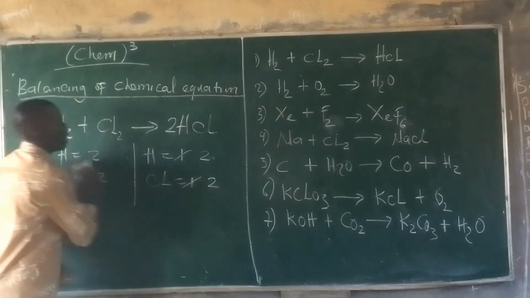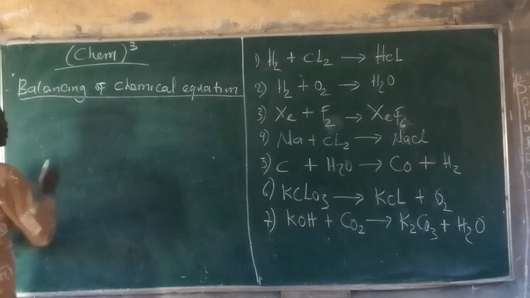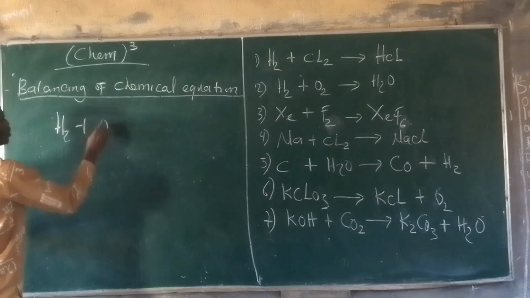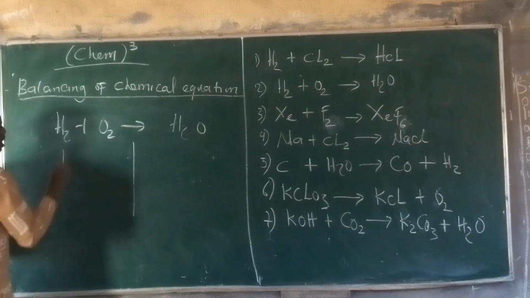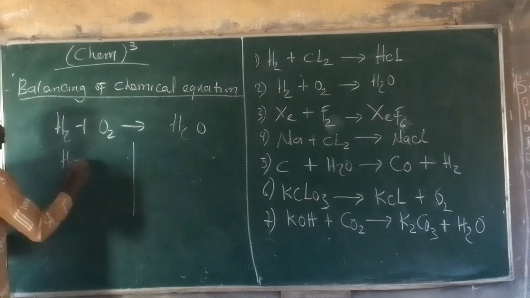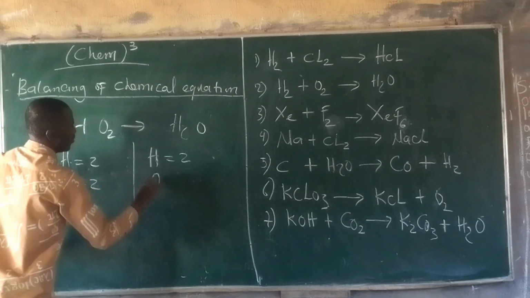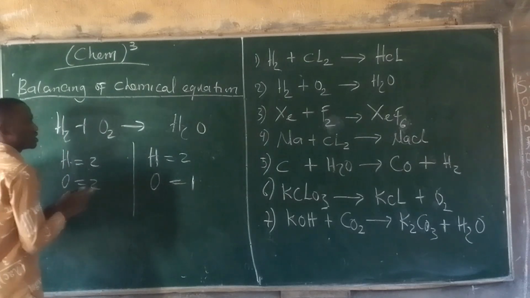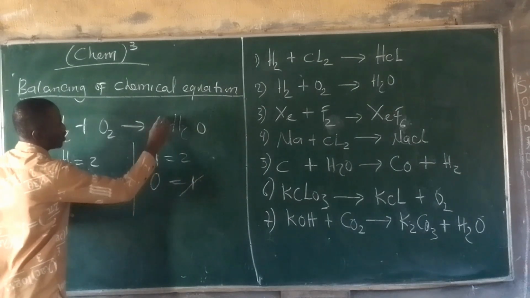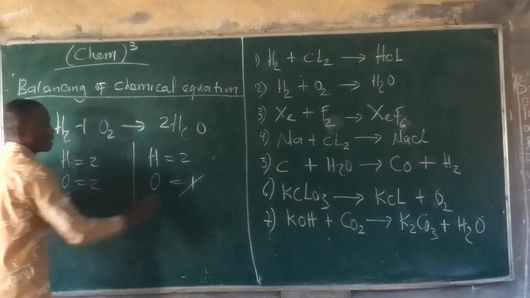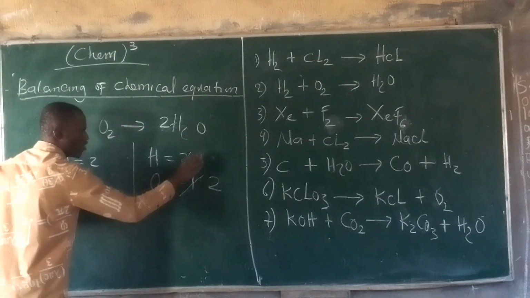The next one is hydrogen molecule plus oxygen molecule. So what we have is H2 plus O2 gives me H2O. Now let's give an account of what we have. We have hydrogen, which is 2, oxygen, which is 2, hydrogen, which is 2, oxygen, which is 1. I notice that the oxygen is 1 here and the oxygen is 2 here. So what I'm going to do is add 2 to the product side. Then 2 times 1 is 2, but 2 times 2 is going to give me 4.